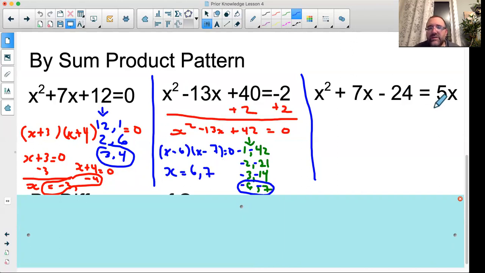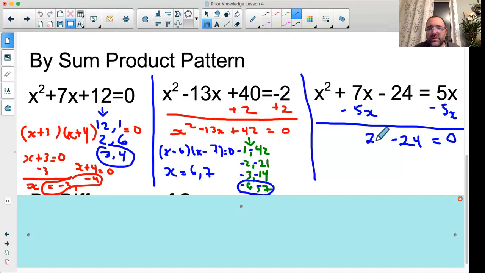In this case, you have to do the same thing as earlier. Minus 5x on both sides. Remember, the right-hand side is preferable to be 0. This is your 0 now. 24 doesn't change. 7x minus 5x is 2x. And then we have an x squared. Okay, in this case, we're going to realize one's going to be positive, one's going to be negative. But we still need to list off the factors of 24.